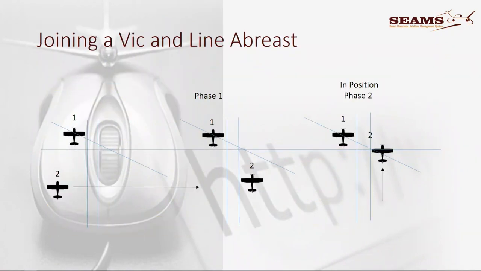And here I've got the Vic, and line abreast would be basically the same joining way. First of all, number 2 comes here. Number 1 was airborne, and number 2 now wants to join into the number 2 position. Now the 2 position is there.